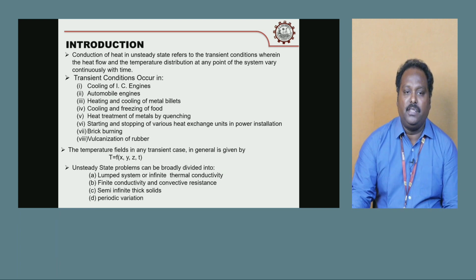The temperature field in any transient case is in general given by temperature as a function of location as well as time. So temperature is equal to f of x, y, z, t. Unsteady state problems can be broadly divided into four categories. One is lumped system and infinite thermal conductivity, which is what we are going to see now. Second, finite conductivity and convective resistance. Third, semi-infinite solids. Fourth, periodic variations.